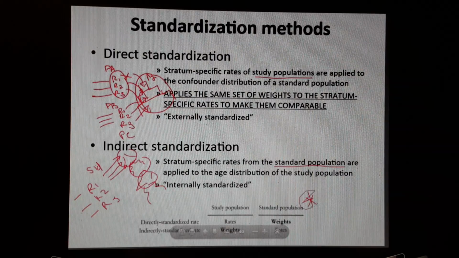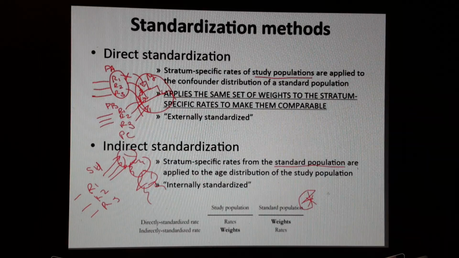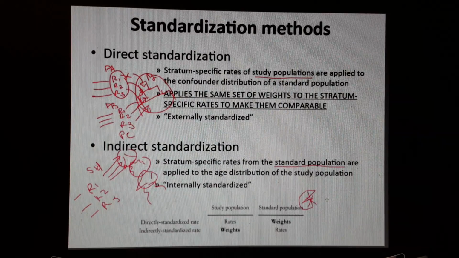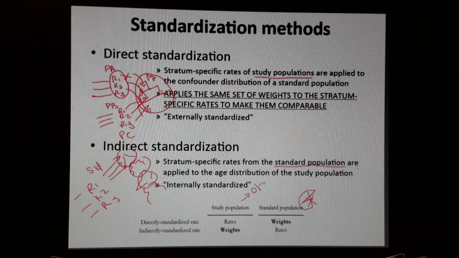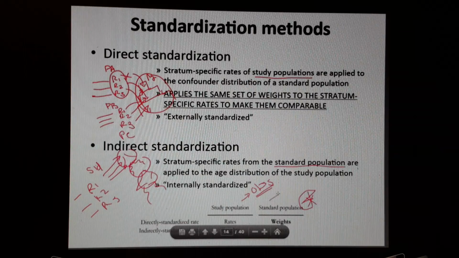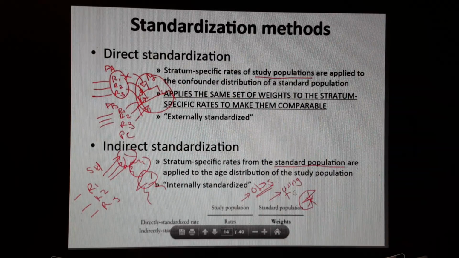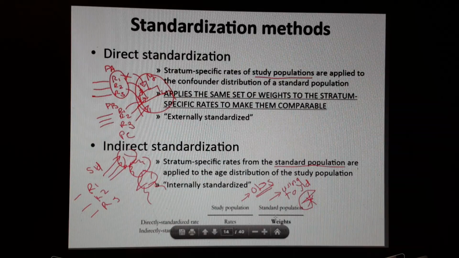So I really like this chart down here. I find it's a really good way to kind of wrap your head around what's going on. It tells you for each type of standardization what your study population is giving you and what your standard population is giving you. So your study population is what your observed is, so your actual study, and your standardization is what you're using to standardize. Okay? So we'll go through these in more detail.